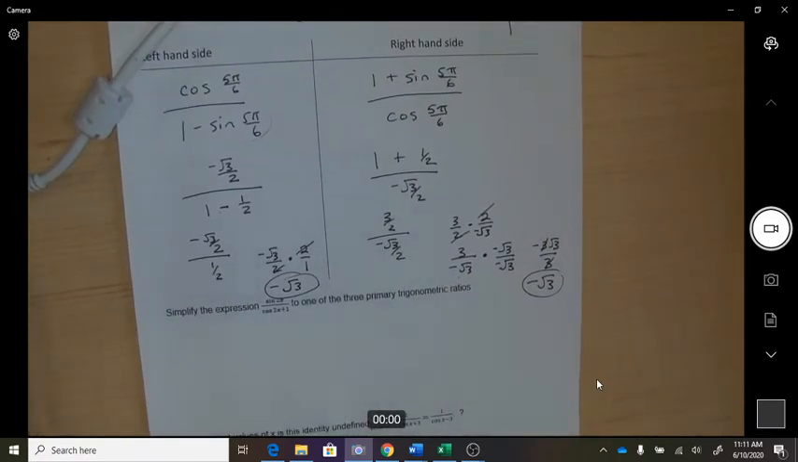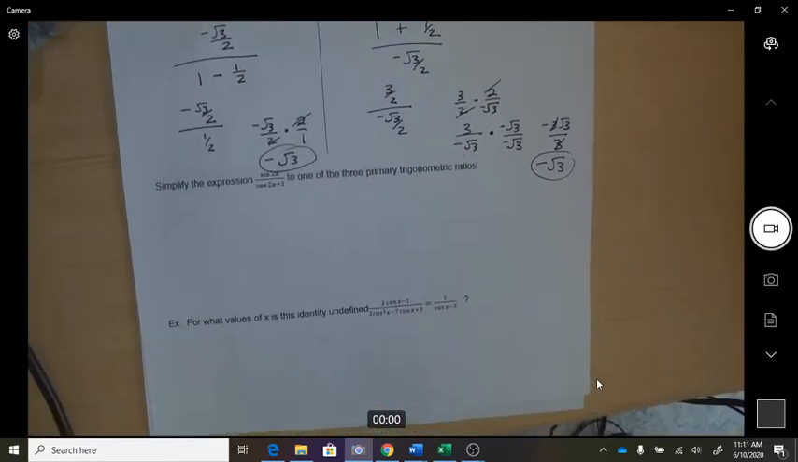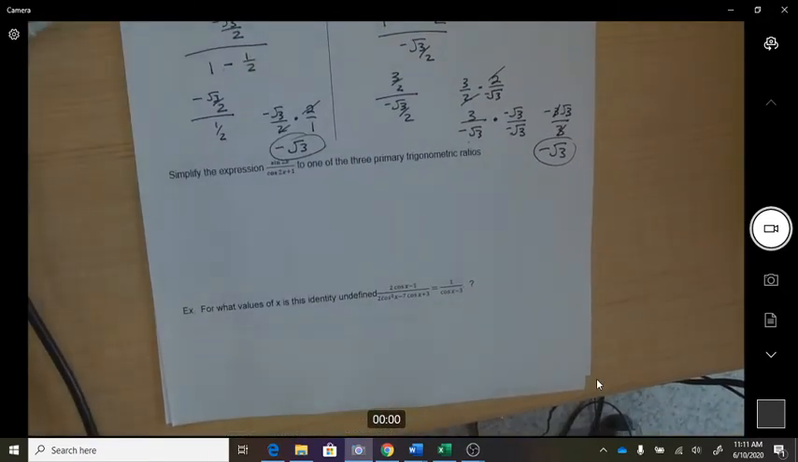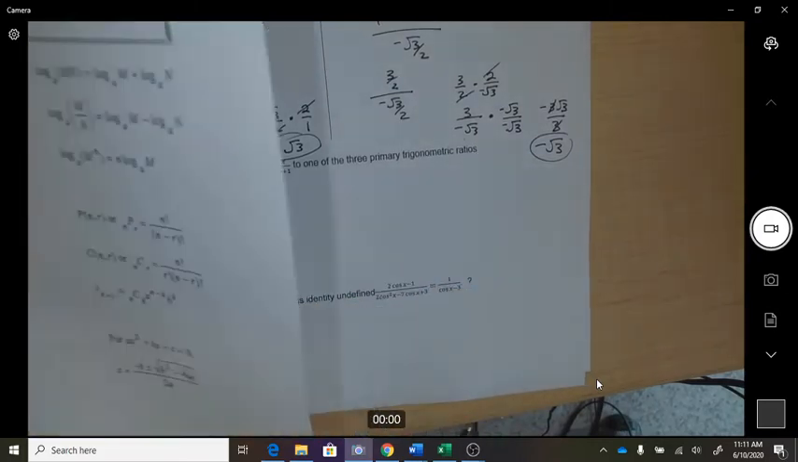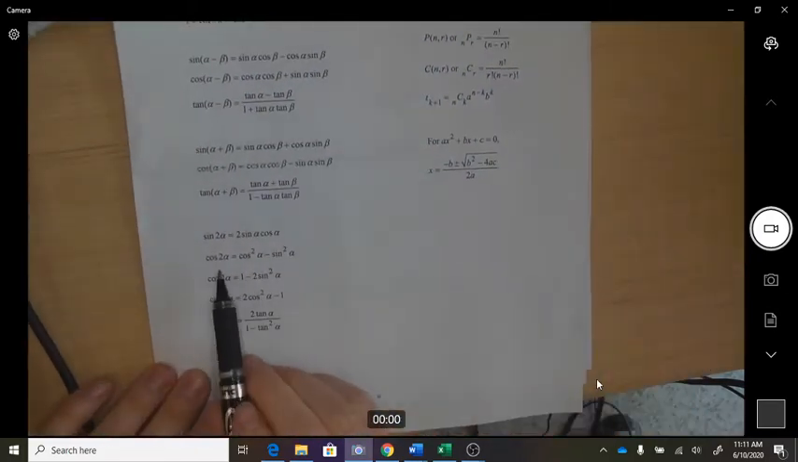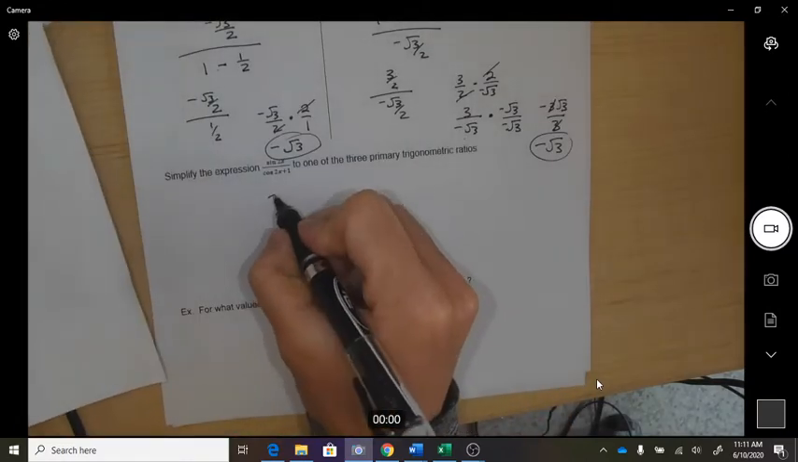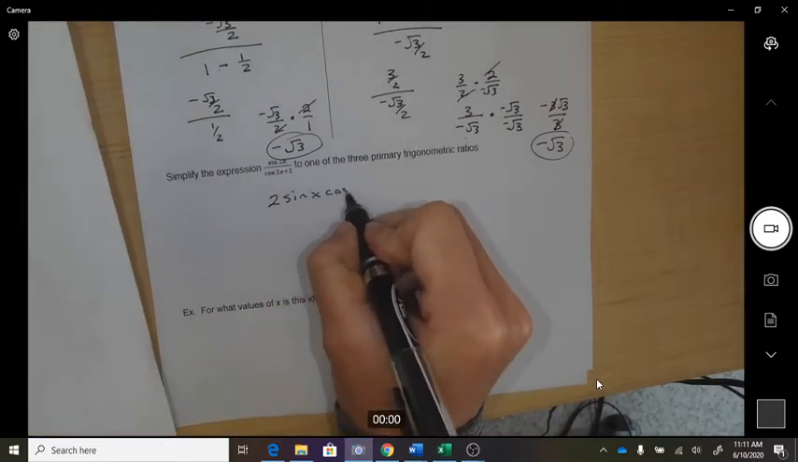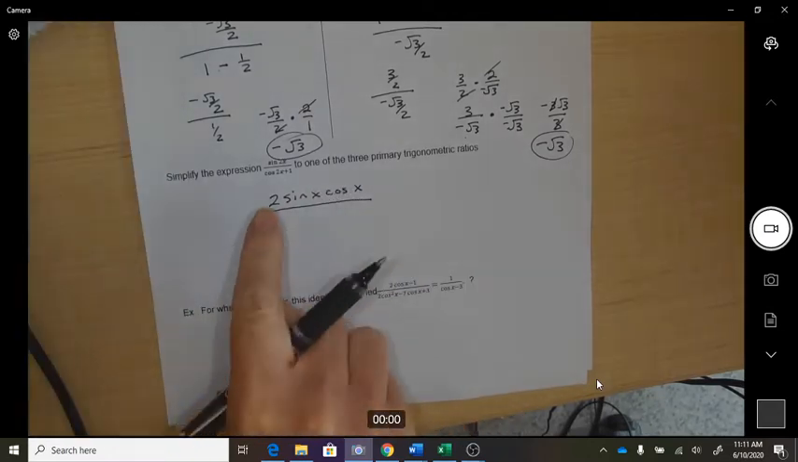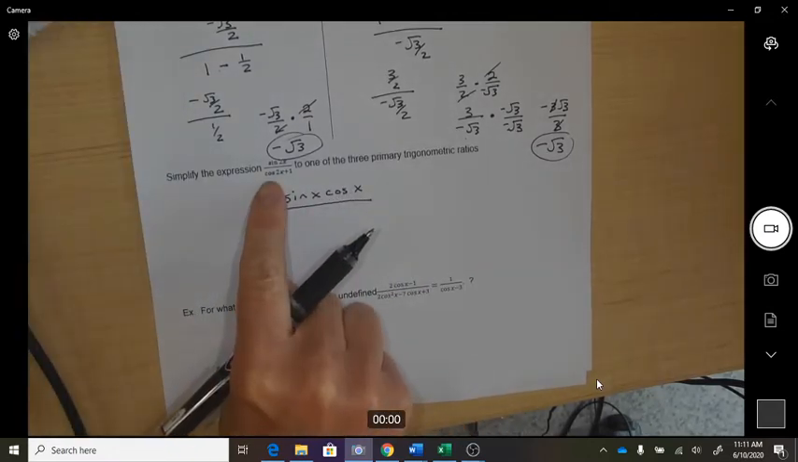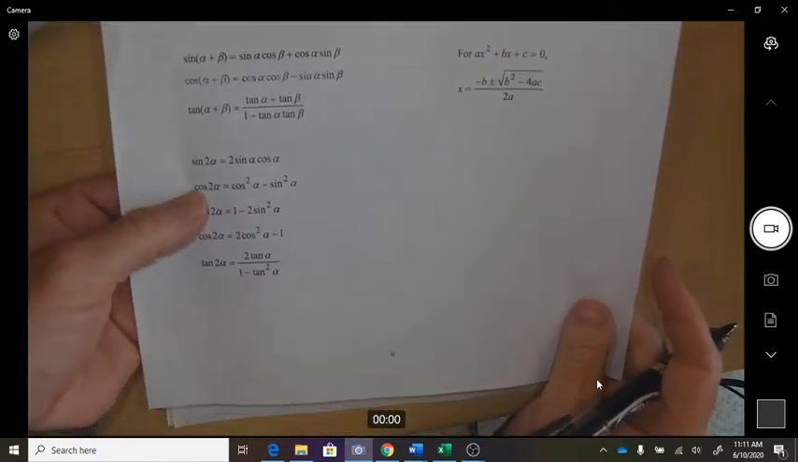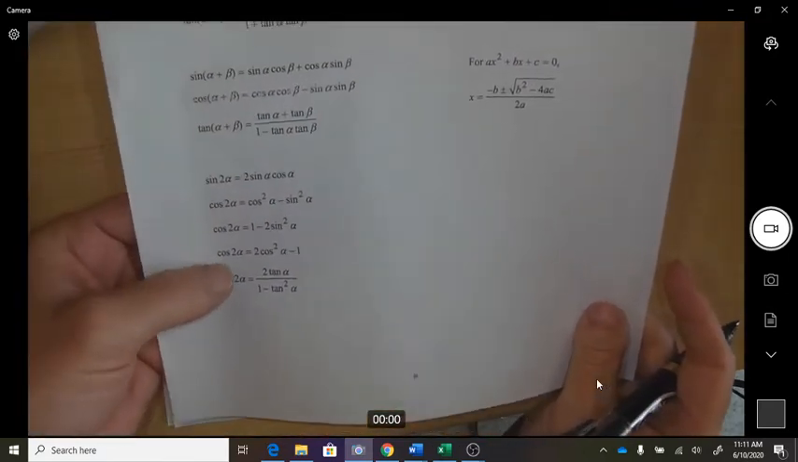Okay, the next example here I have is simplify this expression to one of the 3 primary trig ratios. Okay, so sine 2x, so what I do is I go to my sheet and I look for something that I can replace. So sine 2x, that's the identity. So 2 sine x cos x over cos 2x. So I'm looking for something to replace it with. So I have 3 choices there.